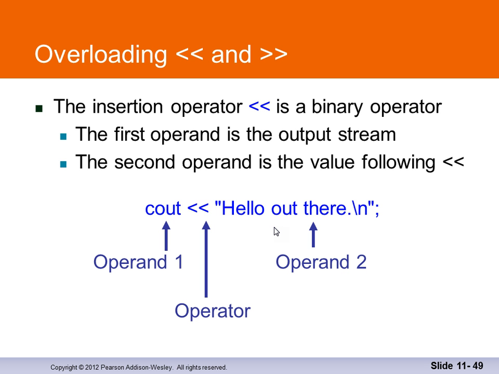Now, can we overload this? Yes, we can. But why do you want to overload this? Because it would be nice if we can use it for the money object. So instead of calling amount1.print, we can just say cout << amount1. And instead of saying amount1.input, we can say cin >> amount1. It's much more natural, okay?